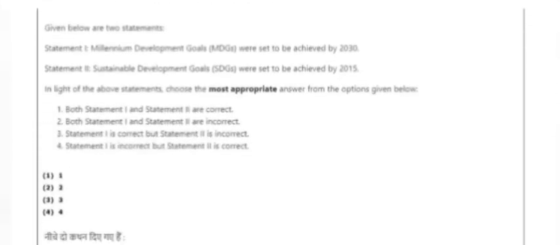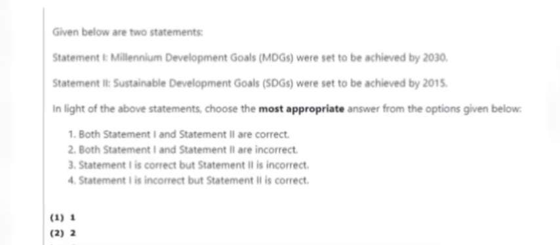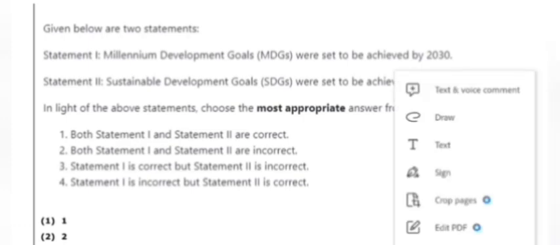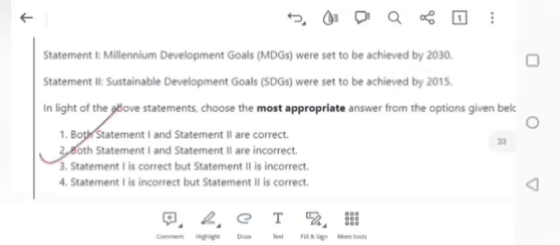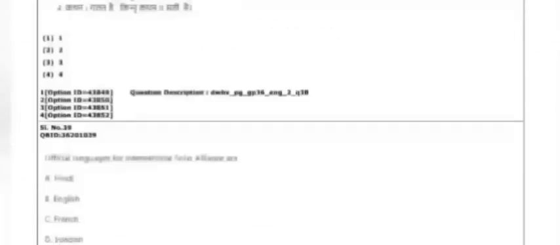Next, given below are two statements. One says MDGs, Millennium Development Goals, were set to be achieved by 2030. Two says Sustainable Development Goals, SDGs, were set to be achieved by 2015. Now choose the most appropriate answer. It will be both 1 and 2 are incorrect.